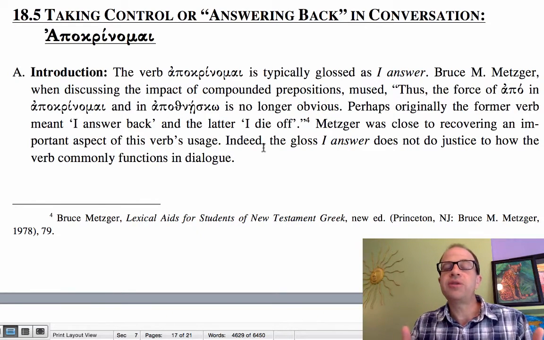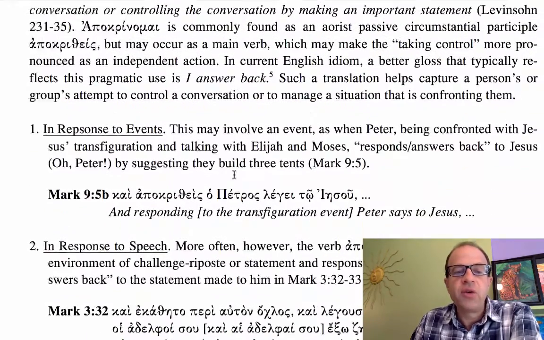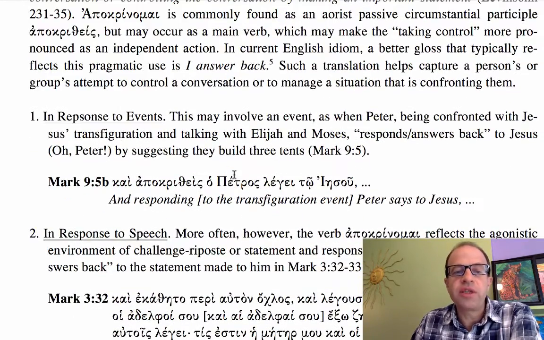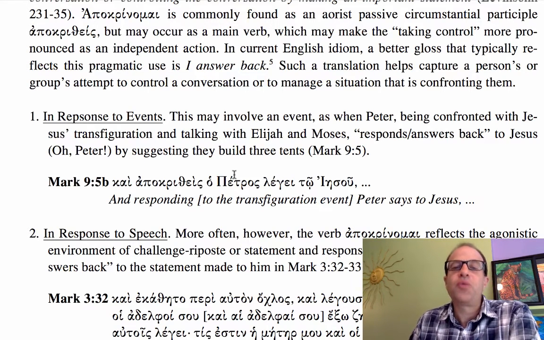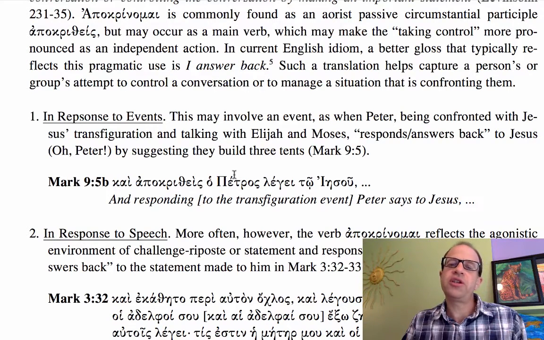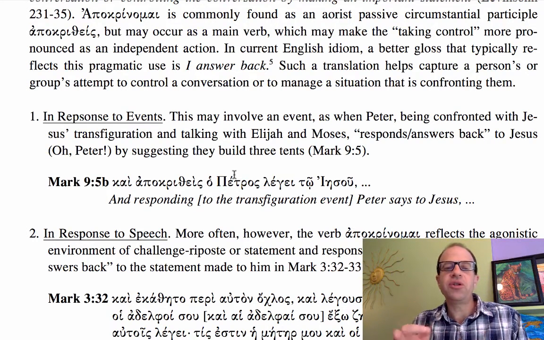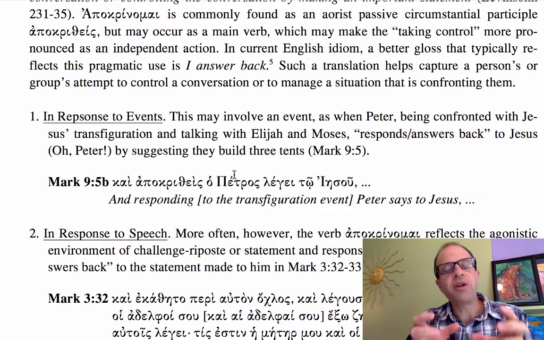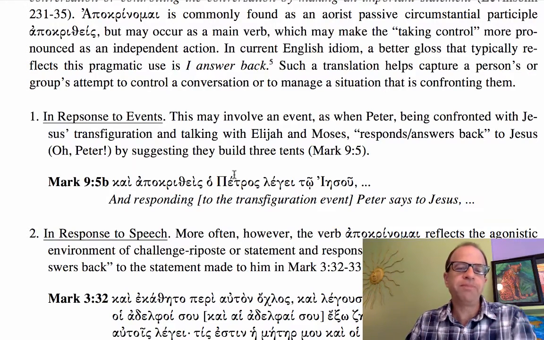Now, sometimes the taking control is in response to an event. So the disciples, like Peter, for example, in view of the transfiguration event, responds. He responds to it and tries to take control of the situation and speaks to Jesus and asks him, hey, should we set up some tents here? So it's interesting to look at how Peter responds to an event and tries to control the situation.